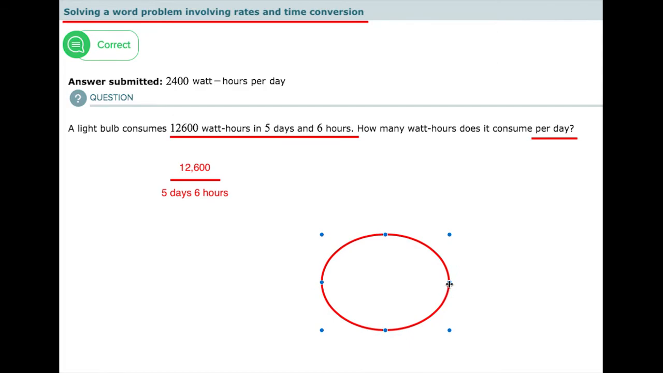All right, so imagine that this represents a whole day, right? So how long is a whole day? How many hours are in the whole day? Well, the whole day would be 24 hours. So if we start at 0, and then we're going around, this whole thing would be 24, right?